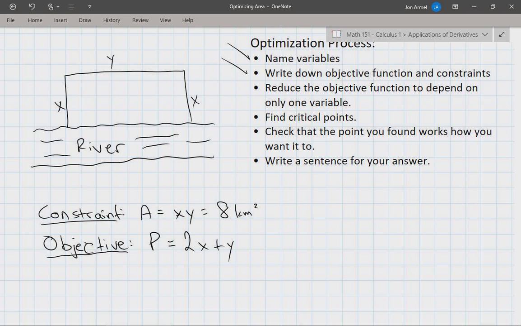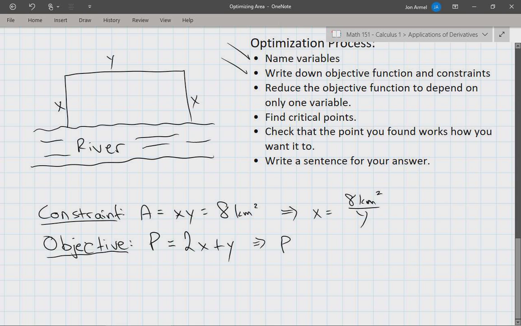All right, now we note, of course, that P depends on more than one variable. This is a very common setup in optimization stuff, and we don't know how to minimize 2 variable functions, so instead we need to use the constraint to eliminate one of the variables. Okay, we want P to only depend on x or only depend on y. You get to do this however you want. So I'm going to solve the constraint for one of the variables. And let's say I solve for, how about x? So x equals 8 km squared divided by y. And then we plug that in.